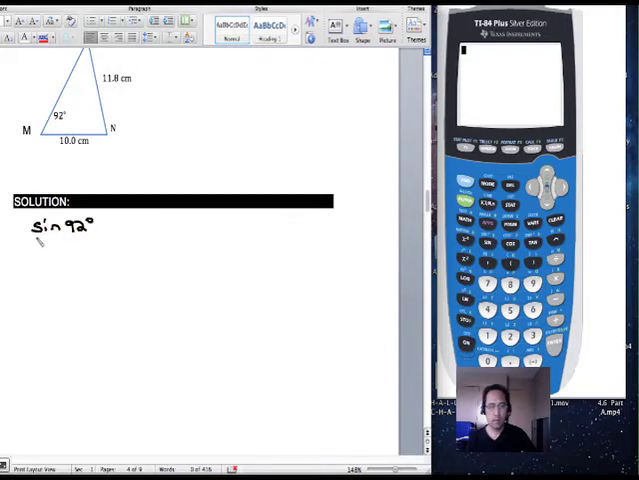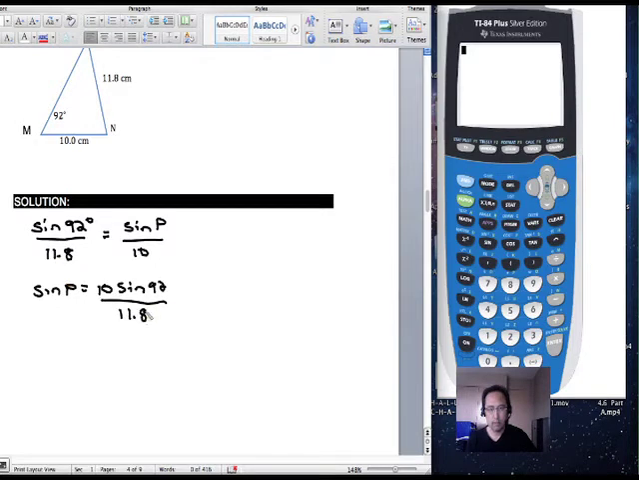The sine of 92 degrees divided by 11.8, because those are opposites, is going to be equal to the sine of P divided by 10. Cross multiply. Now I'm going to skip a step here. It'll be sine P is going to be equal to 10 sine 92. I know that these are being multiplied together, so we're going to end up in the end dividing it. So if you skip a step here, I think that's quite all right.